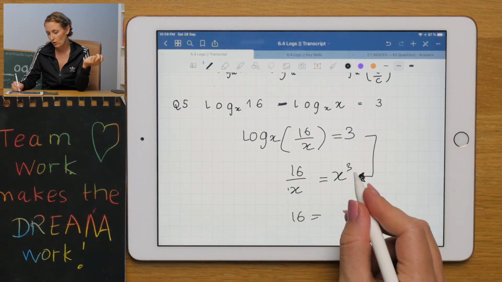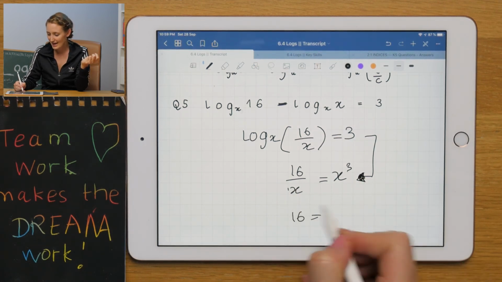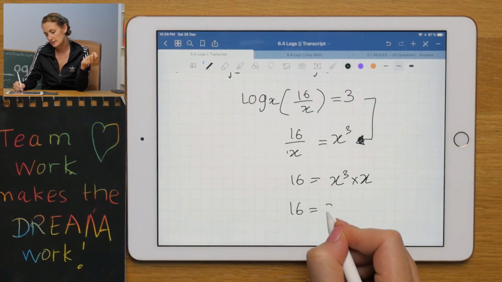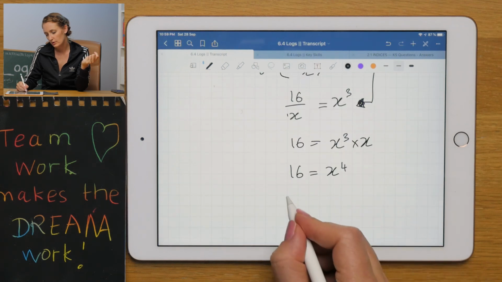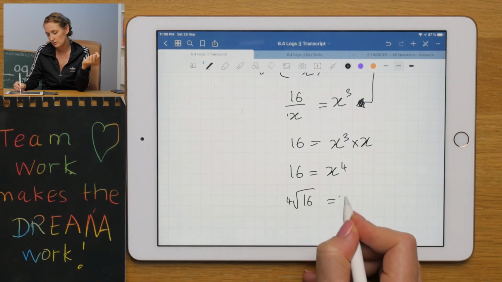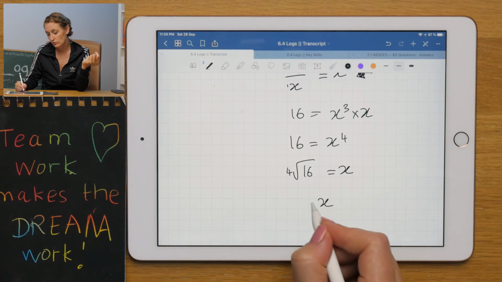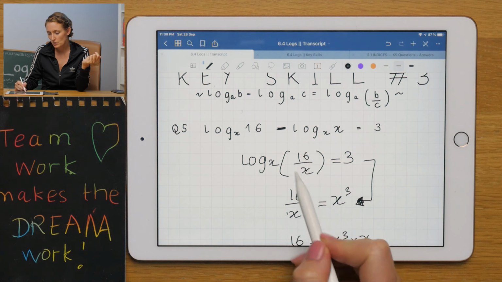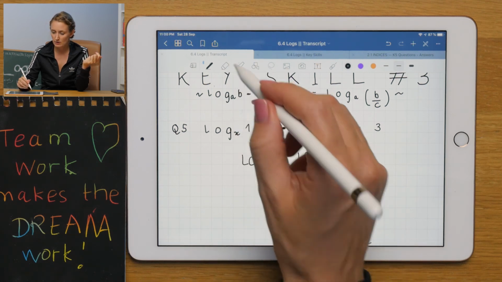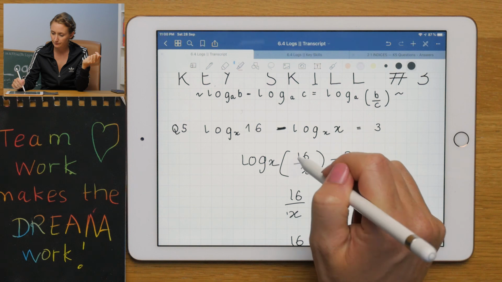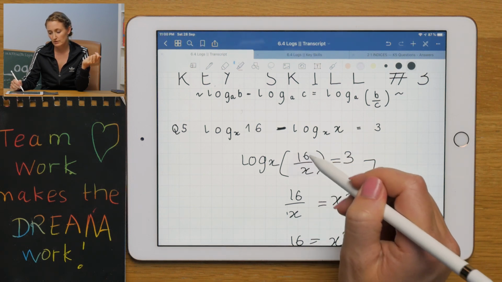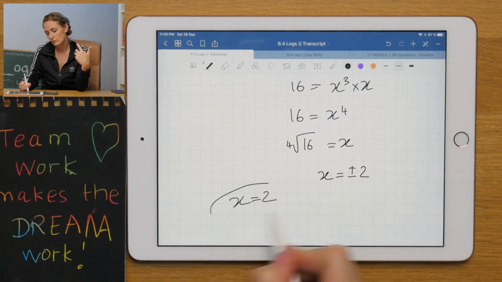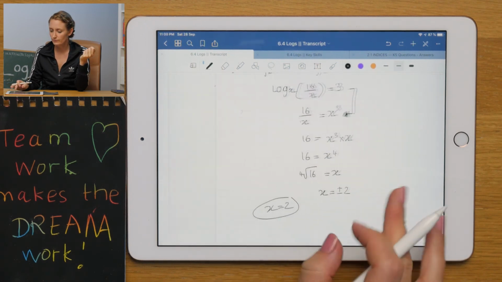Let's put this x on this side. So we've got x cubed times x. 16 equals x to the 4. So we take the 4th root of 16. And that could be 2 or minus 2 actually. But remember, we don't want inside here to be negative. So if I put inside there minus 2, 16 divided by minus 2 would be minus 8. So we're going to take only x equals 2 as our solution.